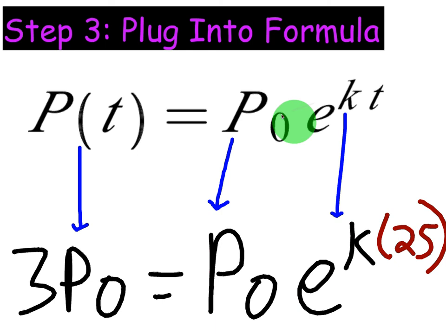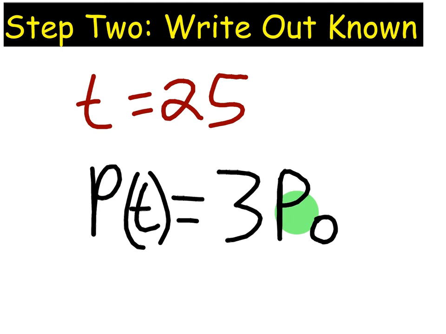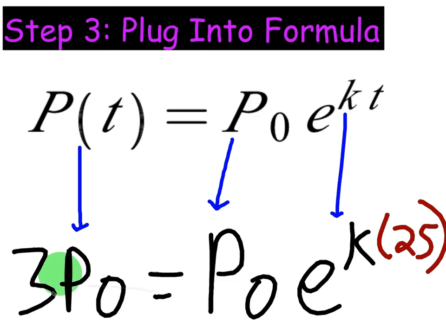So again, we know that the new population is 3 times the initial population, and now we have that. So that's it for step 3. We've plugged it into the formula. After we've done step 2, which is write out what we know, now that we've plugged our stuff into the formula, now we can solve.